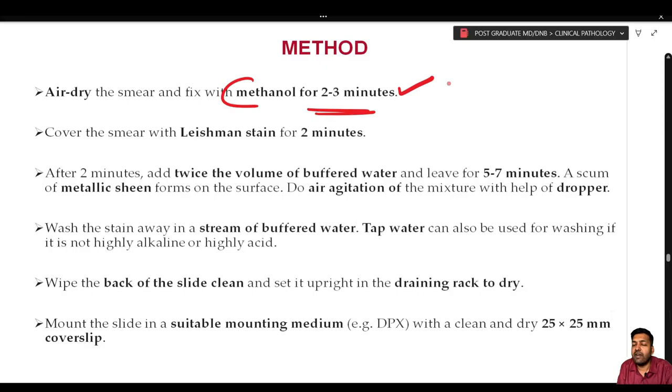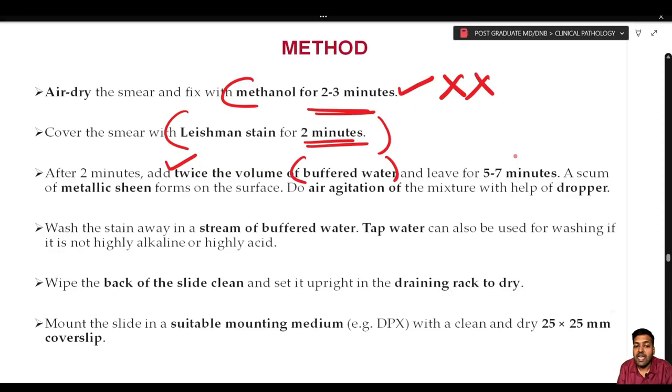Basically, we directly cover the entire smear with the Leishman stain for 2 minutes. After 2 minutes you add twice the volume of buffered water with a pH of 6.8, that we have already seen, and you leave it for 5 to 7 minutes.